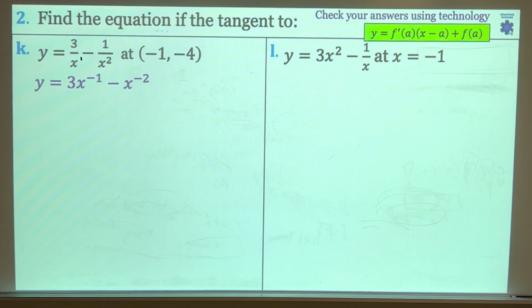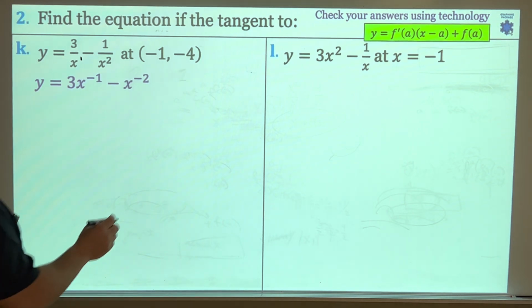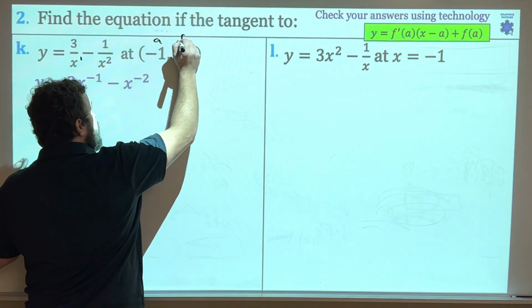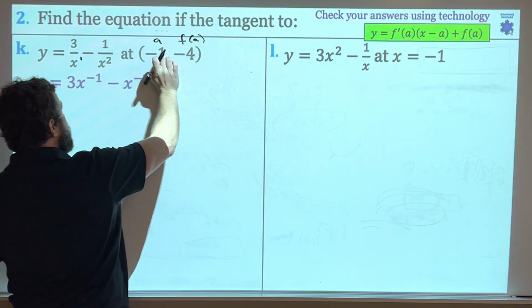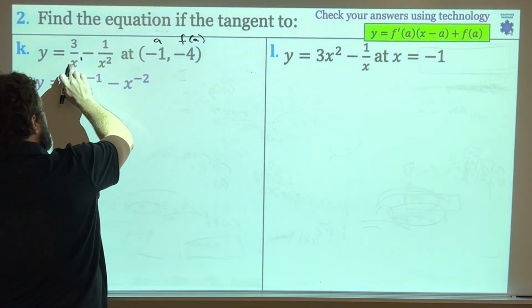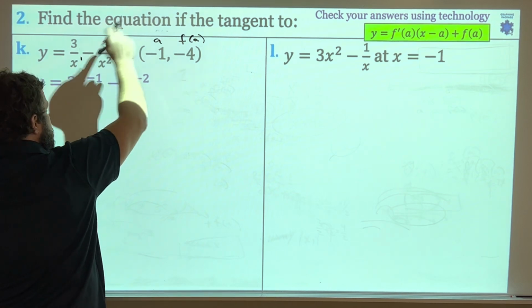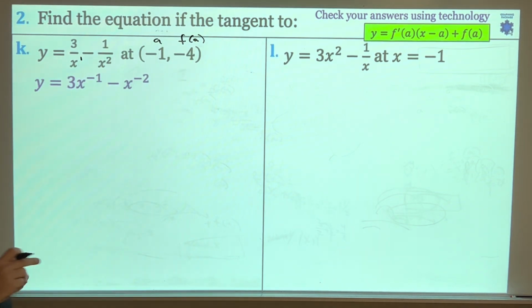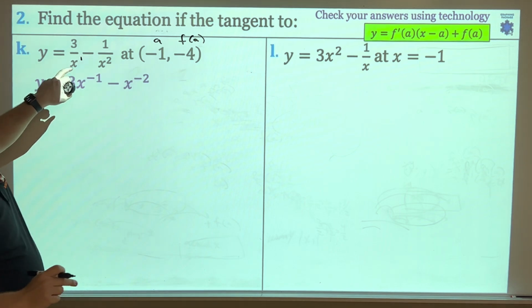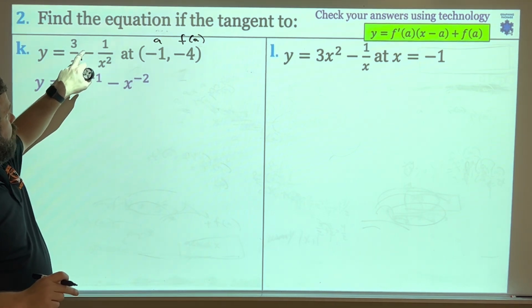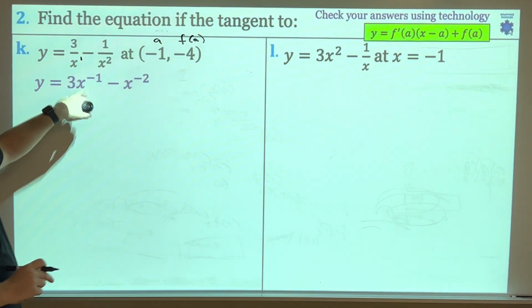I'm going to actually derive it right away, because this is my a, this is my f of a. There's no reason to plug this into this equation, because if I plugged 1 into here, I would get negative 4 as an answer. Because it would be negative 3 minus 1, which is negative 4.